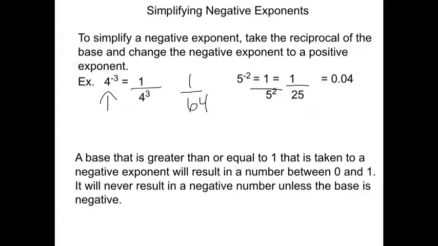So again, 5 to the negative 2, I'm going to take the reciprocal of 5, which is 1/5, and then I'm going to change the negative exponent to a positive 2. So 5 to the negative 2 is the same as 1 over 5 squared, which is the same as 1 over 25, which is the same as 0.04. Again, a decimal between 0 and 1. So a base that is greater than or equal to 1 that is taken to a negative exponent will always result in a number between 0 and 1. Please remember that. It'll never result in a negative number unless the base is negative.